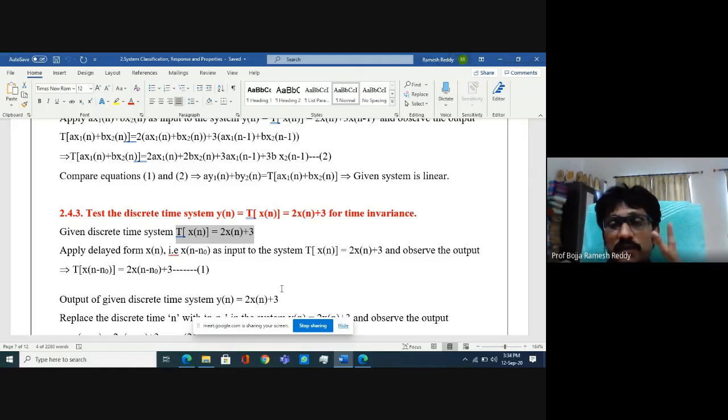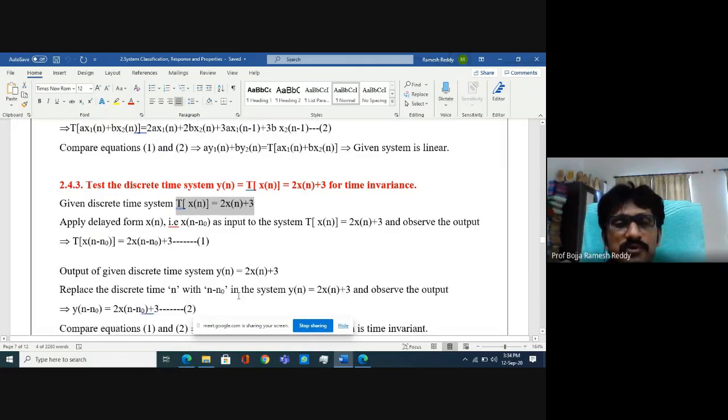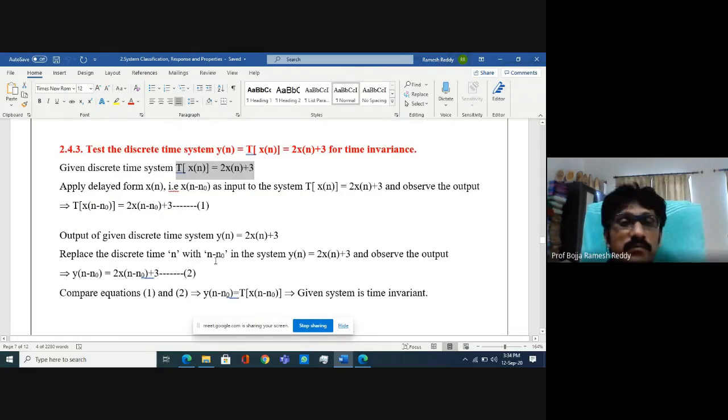There are two things, time invariant and time variant. In the case of time invariant, both input and output are shifted by the same amount. If the input shift is different and the output shift is different, such systems are called shift variant. First we have to know the procedure, because basic things are very important.